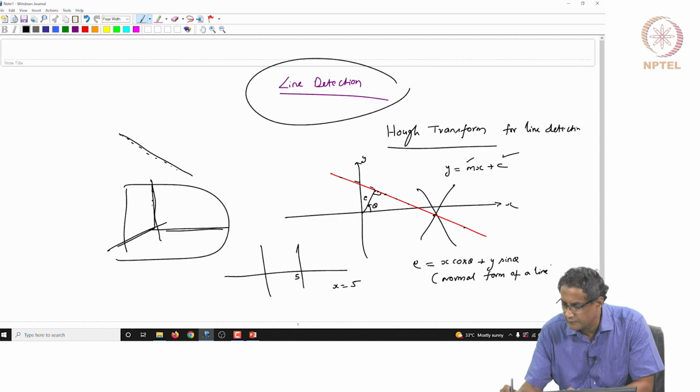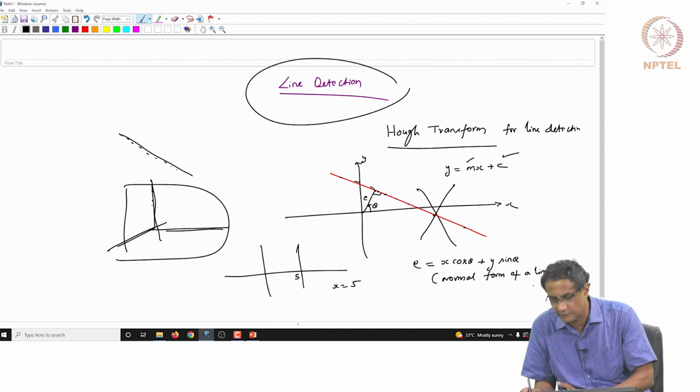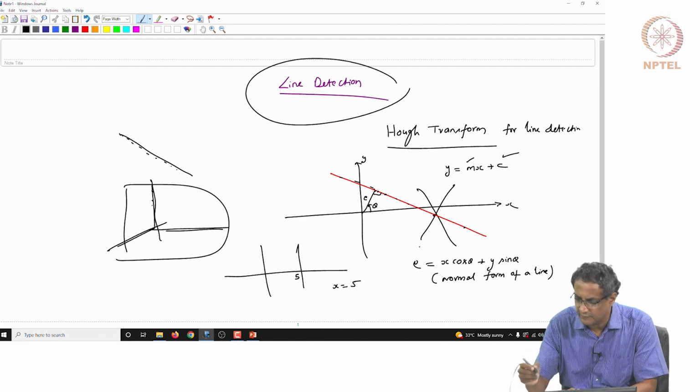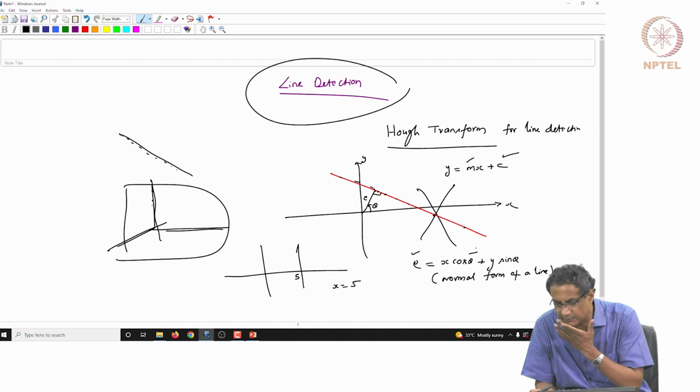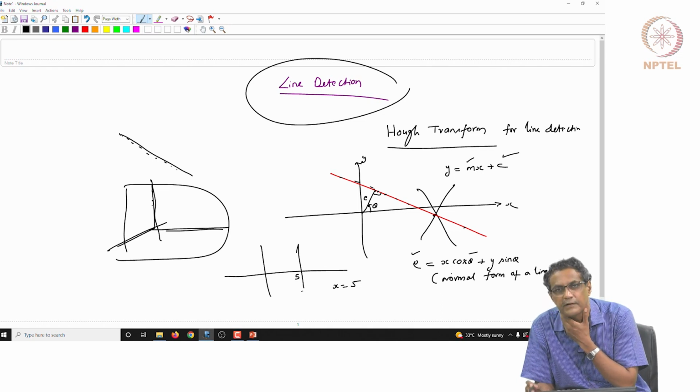Okay, this is what the Hough transform uses, not the slope-intercept form. Why? Because instead of m and c, rho and this angle theta actually play a role. The nice thing is, for example, if I wanted x equal to pi, in order to express it here I would need an infinite slope. Whereas in the normal form, if I wanted x equal to pi, what would I do?